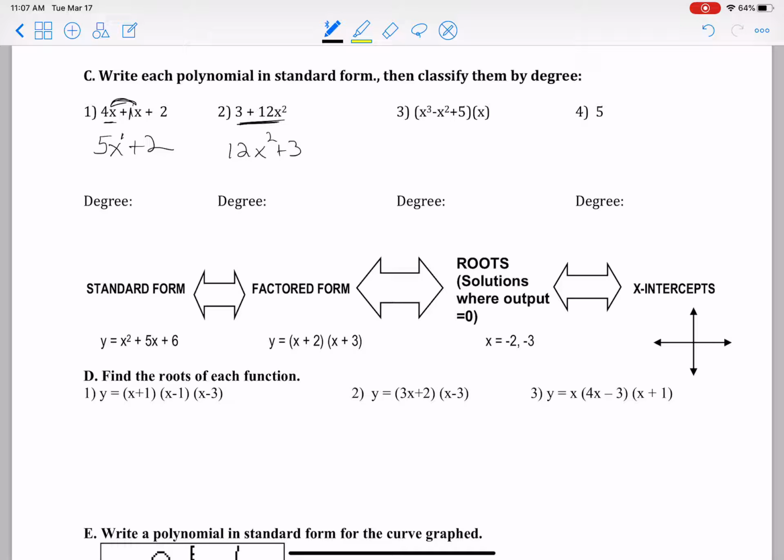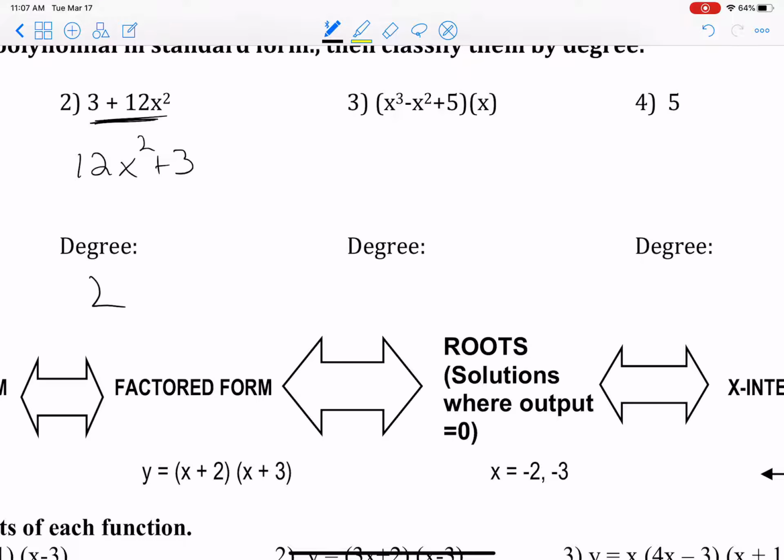Now this one, to put it in standard form, I'm supposed to classify them by degree. This is a 1st degree, this is a 2nd degree. This one is in factored form, so I need to go ahead and factor it. And we just spent a whole unit doing this, so this part shouldn't be hard for you.